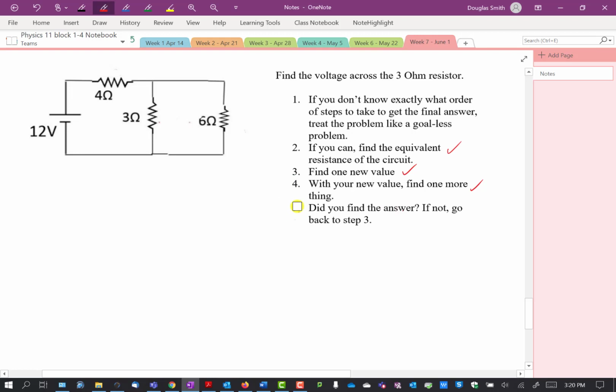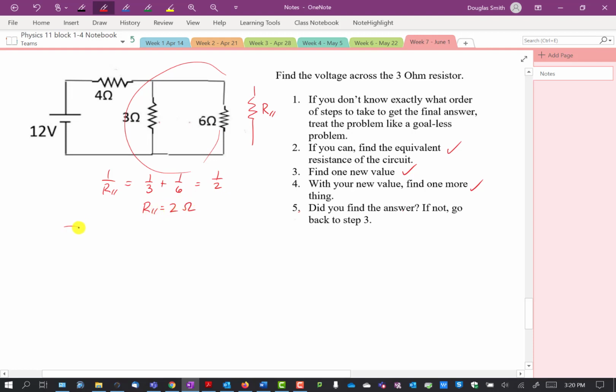So I can see here, I know all the values of all of my resistors, so I can find the equivalent resistance. First of all, I'm going to find the equivalent resistance of those two resistors in parallel. I'm going to replace it with this, I'm going to call it R parallel. So 1 over R parallel is equal to 1 over 3 plus 1 over 6. So that's a half. So R parallel is 2 ohms.